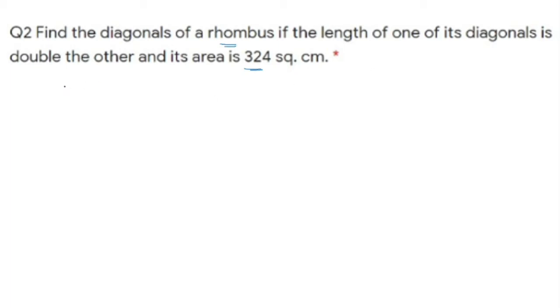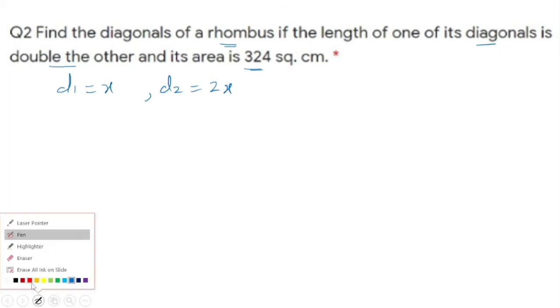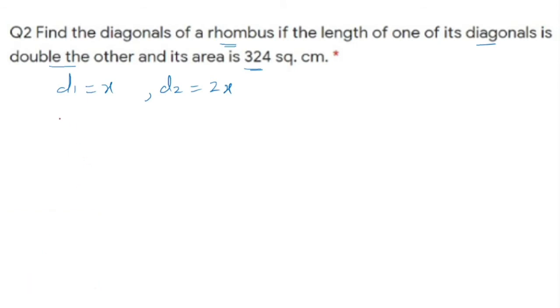So let d1 be equal to x, then d2 is equal to 2x. You are given that one of the diagonals is double the other. So let us take one diagonal as x, then the second diagonal becomes 2x. This is how we take the two diagonals. And then let us substitute the formula.